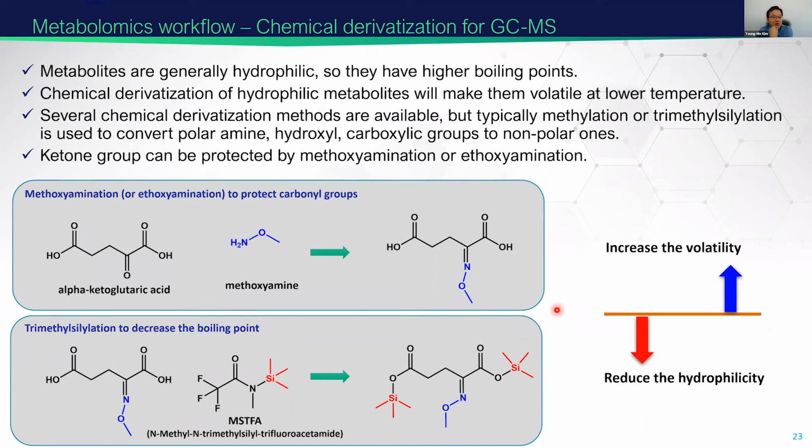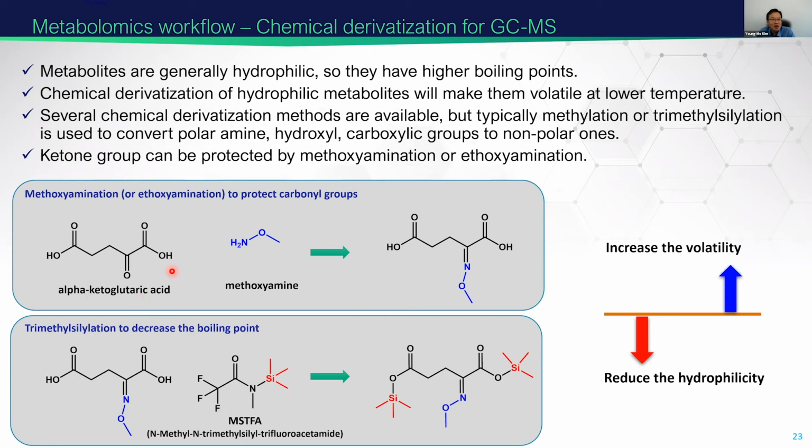One of the metabolomics workflows for GCMS needs chemical derivatization, because a lot of metabolites are hydrophilic, and that means they have higher boiling points. So if we modify their hydrophilic moieties, like amine, hydroxyl, or carboxyl groups, to nonpolar structures, those metabolites will be vaporized at a lower temperature. For example, this is alpha-ketoglutarate, or 2-oxoglutaric acid, one of the TCA intermediates.